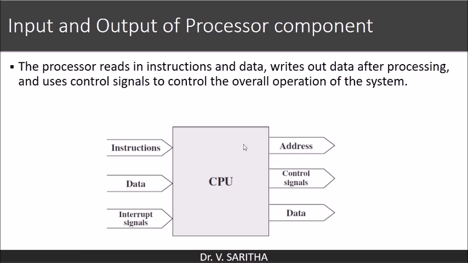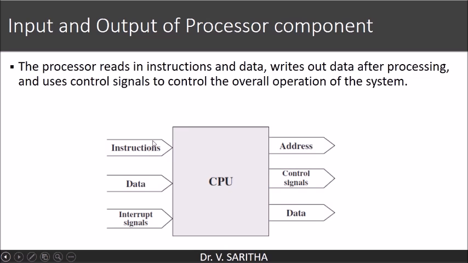Then we come to the input and output of the processor component, that is the CPU. The processor will have instructions as input, data as input and interrupt signals. Just now we saw that interrupt signals come from the IO module. Address, control signals and data will be the output signals for the CPU.